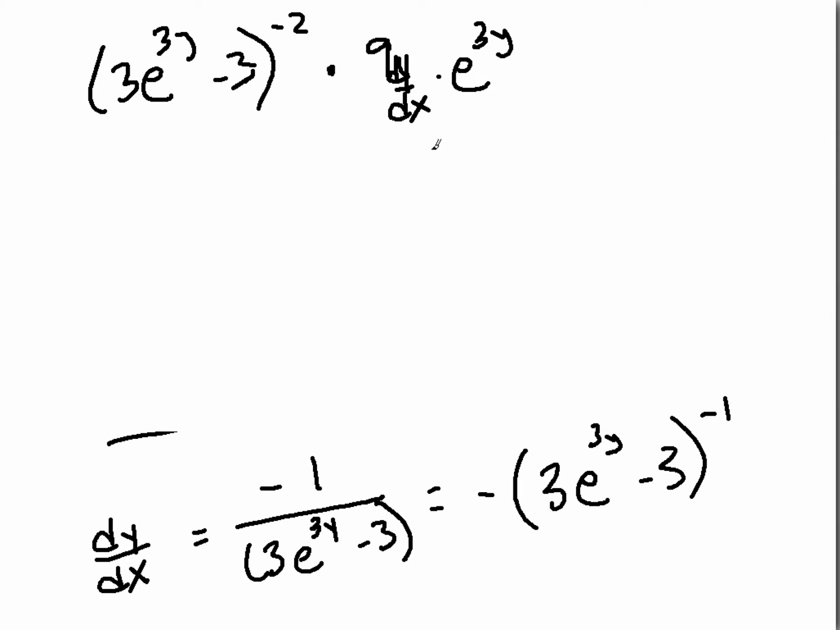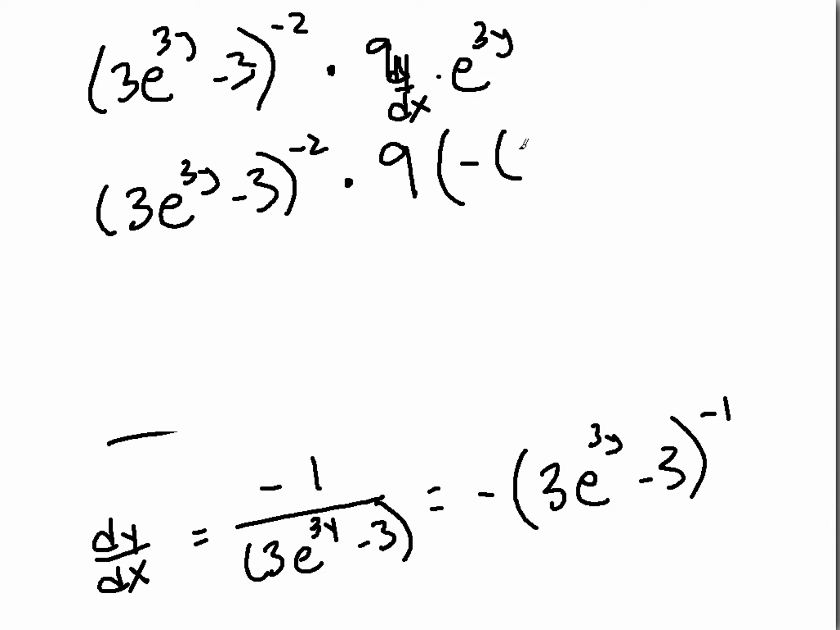So then I'm solving for the dy/dx here, which is unique because it's the second derivative. I am actually going to plug in dy/dx from the original equation there, okay? So this would become (3e to the 3y minus 3) to the negative 2 times 9. I'm going to replace dy/dx with that derivative, and then I'm still going to have that e to the 3y.